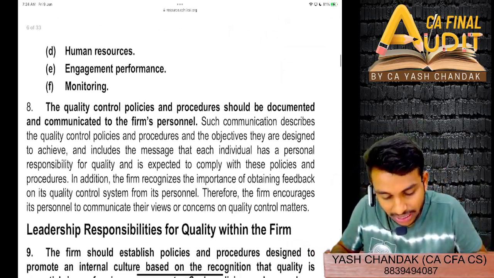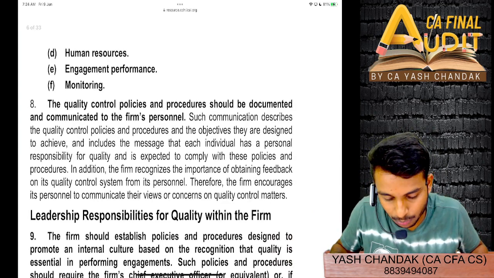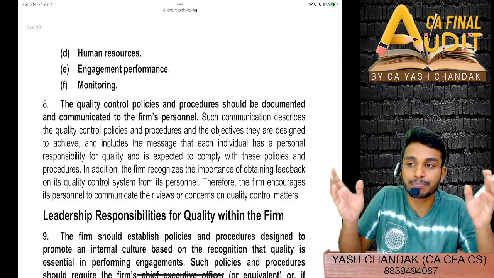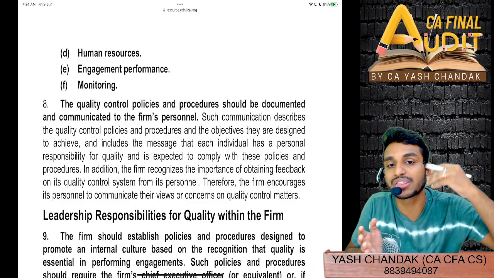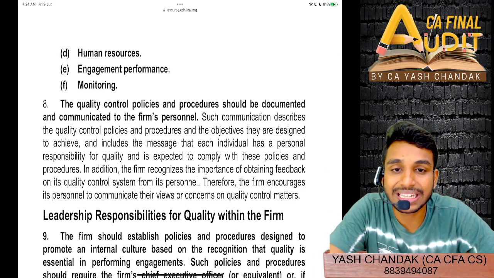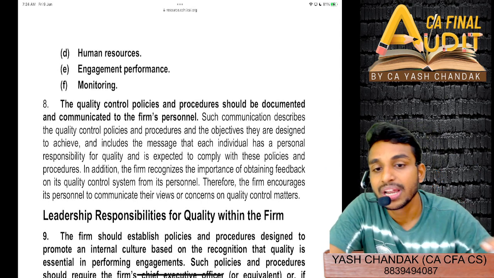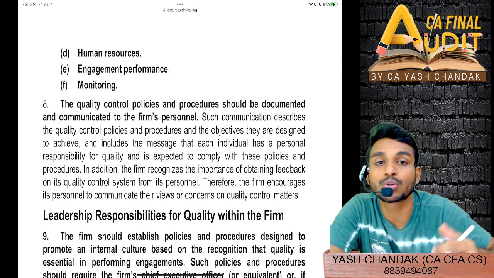So first, let's see, quality control policies and procedures should be documented and communicated to the firm's personnel. This I have not included because that is in paragraph form and is already self-understood, or not in a way that a question can be framed out of this. Getting the points from where a question can be asked.